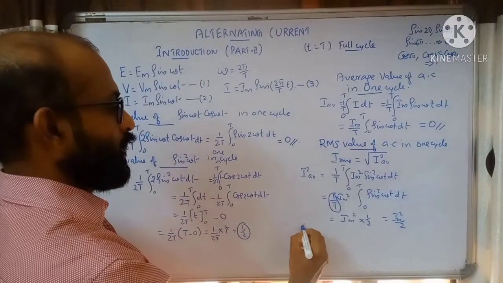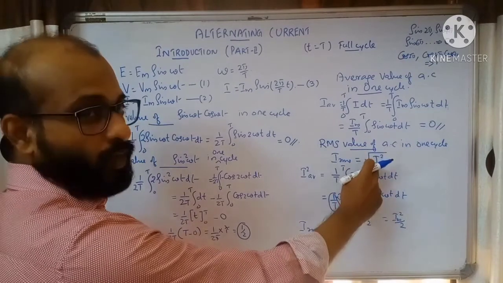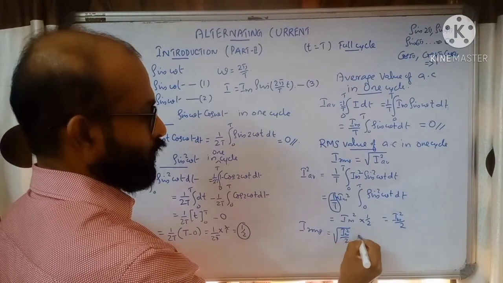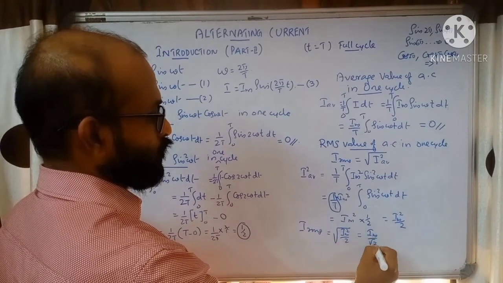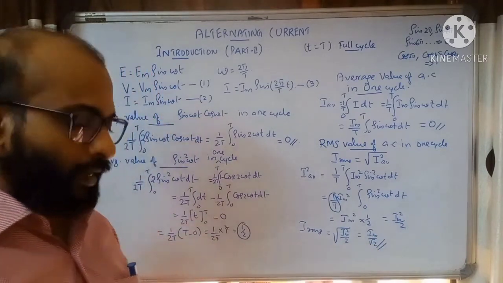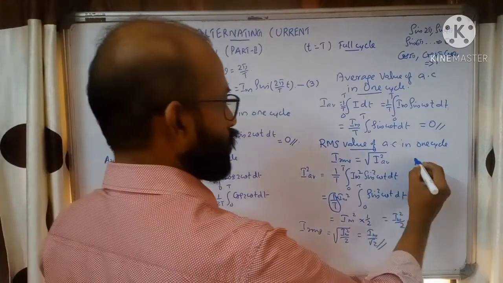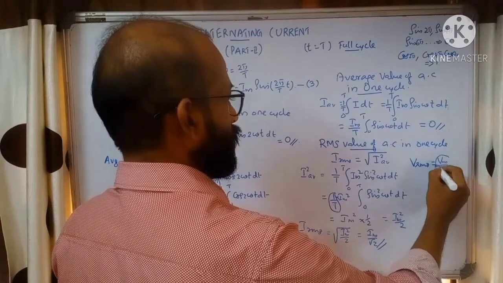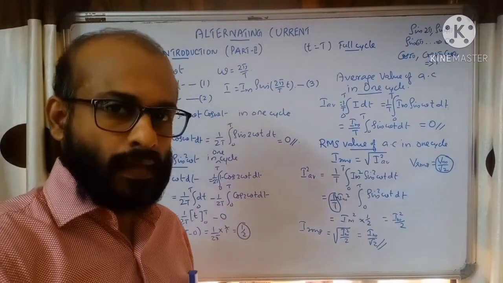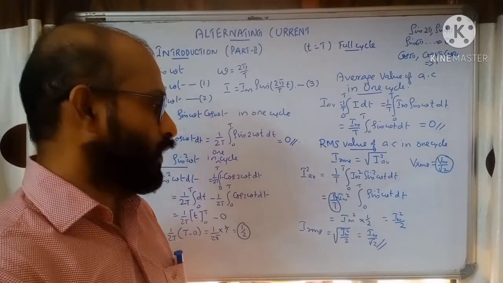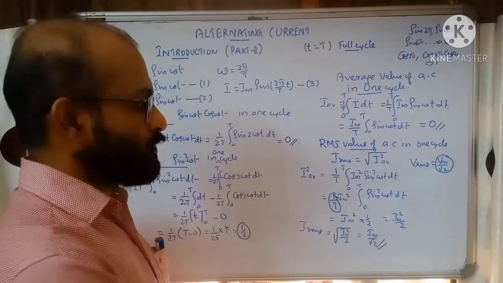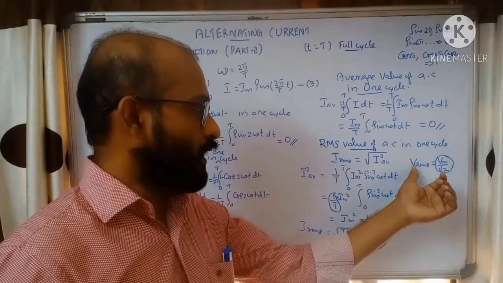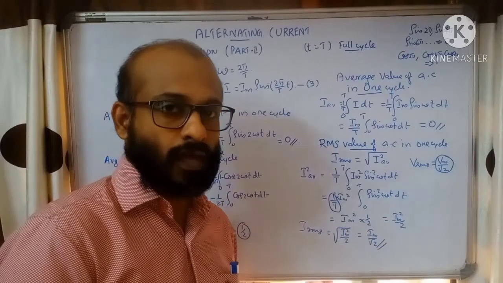What is I RMS? I RMS is equal to the square root of I square average. So take the square root of Im square by 2. What will you get? Im by root 2. This is called the RMS value of current. Similarly, we have the RMS value of voltage also. V RMS is equal to Vm by root 2. Vm is called the peak value of the alternating EMF or alternating voltage. Im is the peak value of alternating current, that is the maximum value. The RMS values correspond to the DC values.